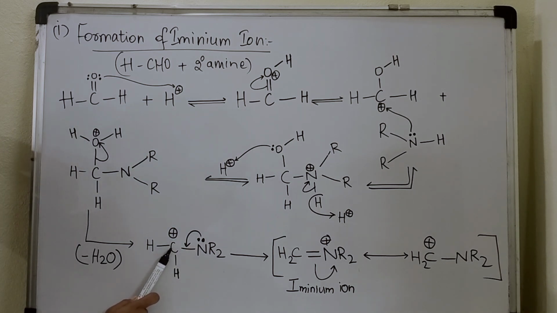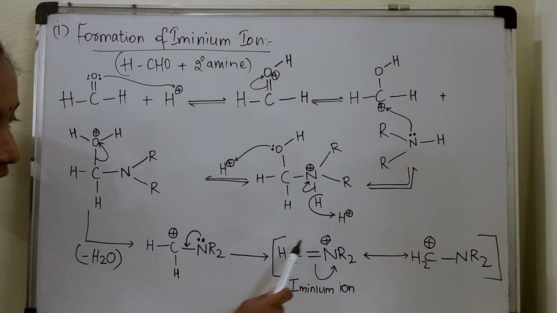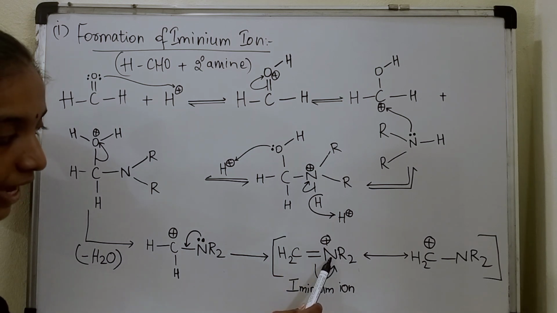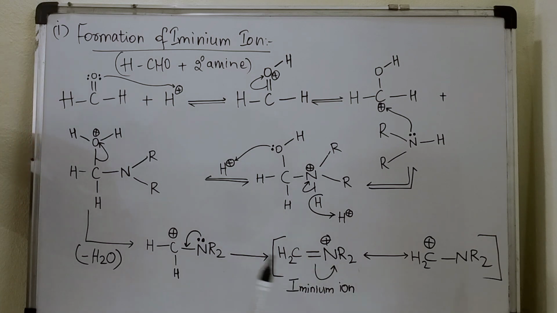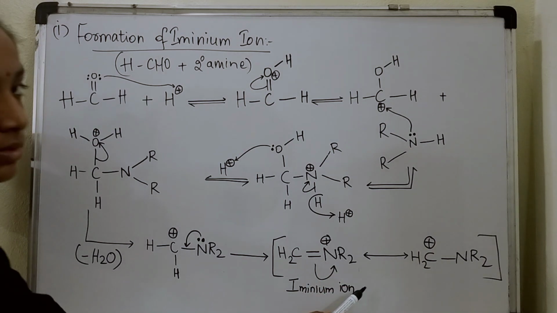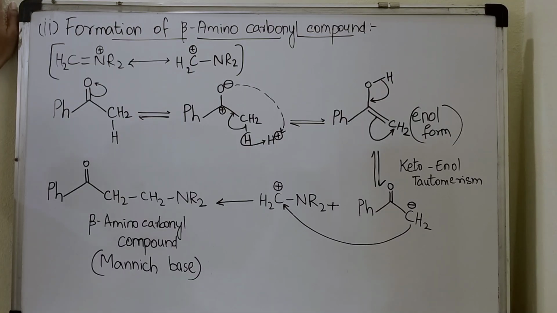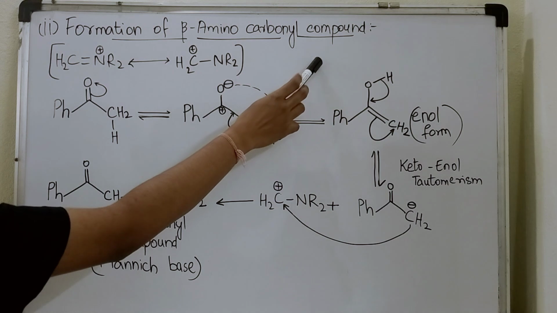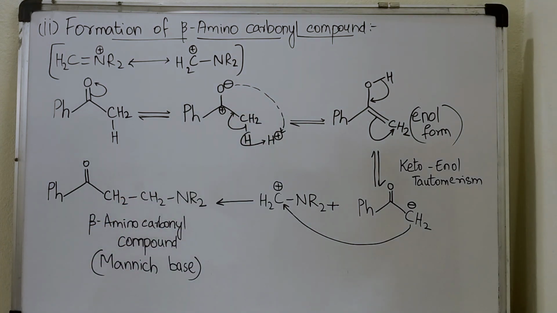Now, as the carbon is positively charged, the nitrogen will share its lone pair of electrons, forming a double bond between them. So this structure is called the iminium ion, where nitrogen carries a positive charge because it is forming four bonds. And this iminium ion is very stable because it will undergo resonance. We have seen the formation of the iminium ion. Now we will be seeing the formation of the beta amino carbonyl compound, which is also called the Mannich base.